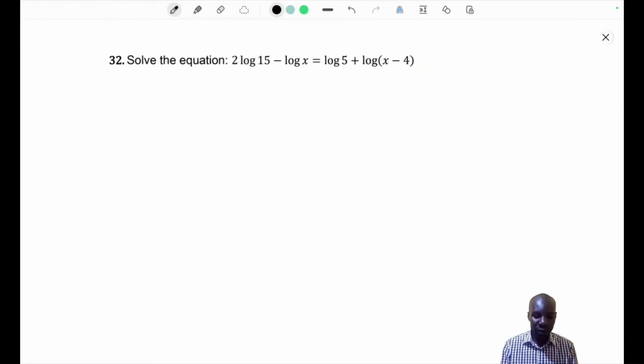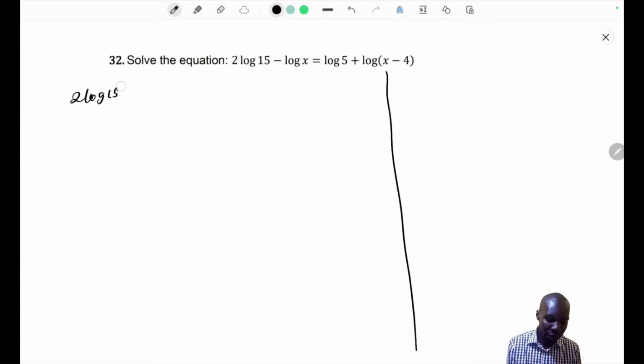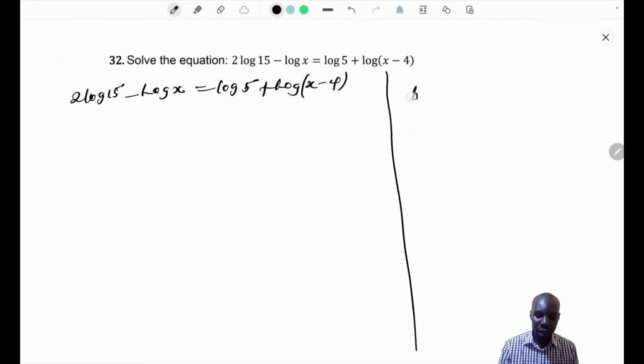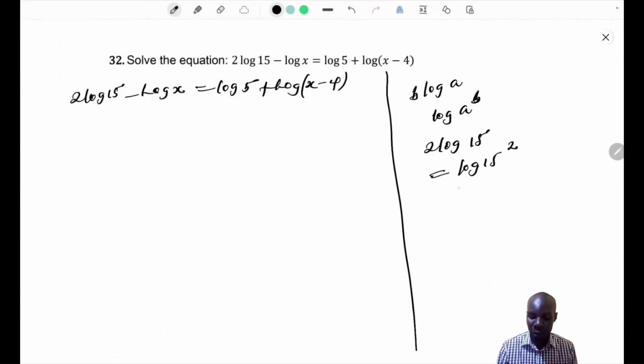Number 32, solve the equation. We are given 2 log of 15 minus log of x equals log of 5 plus log of x minus 4. So we are given 2 log of 15 minus log of x should give us log of 5 plus log of x minus 4. We know that if you have b log of a, it can be written as log of a to the power b. So if we have 2 log of 15, we know that this can be written as log of 15 to the power 2. And log of 15 to the power 2 is the same as log of 225.